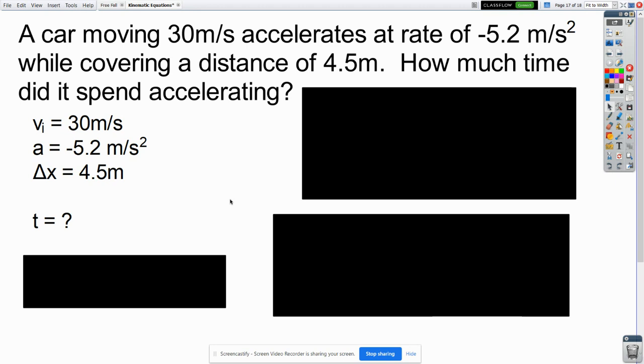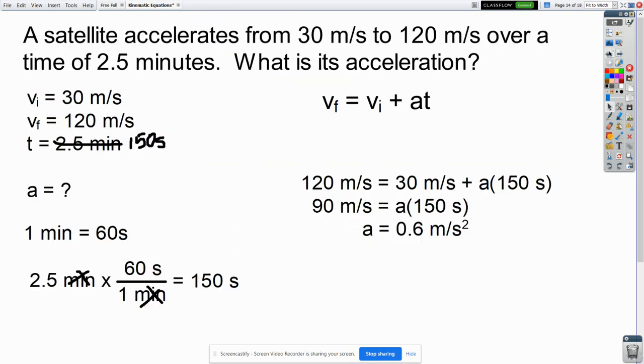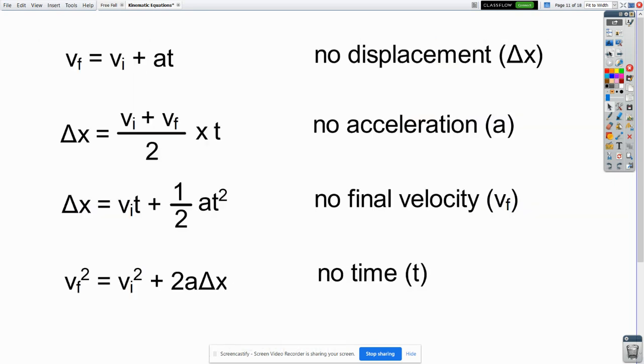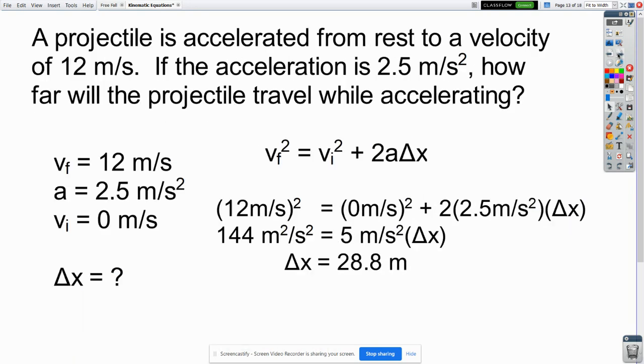Now here's the first thing, and it's going to carry over into the next one too because it's that important. VI, A, delta x, t. Go back to our equations. VI, A, delta x, t. You would think that would be the equation to use.